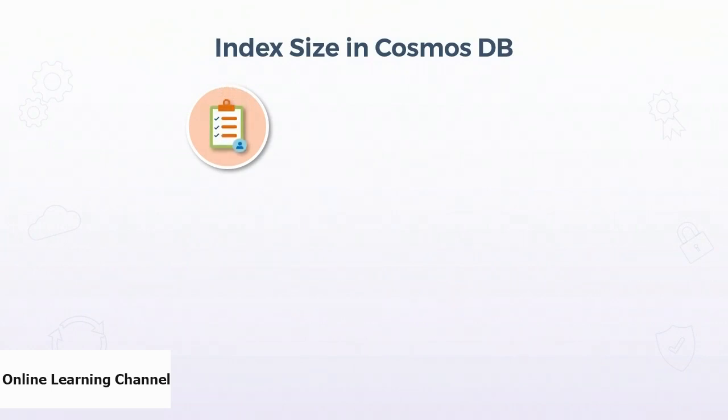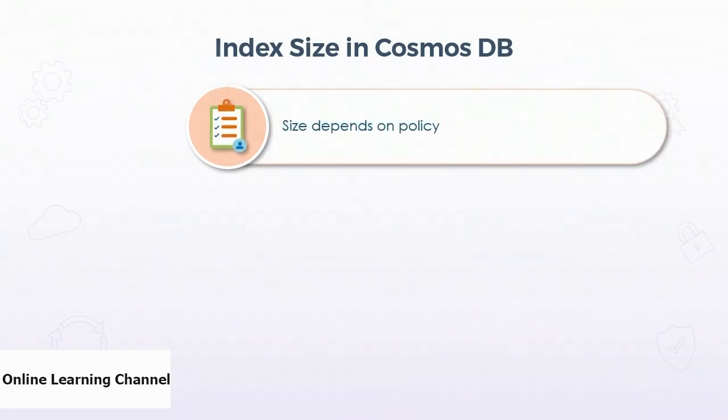Index sizes in Cosmos DB. The index size depends on the indexing policy. If all properties are indexed, the index is going to grow larger than the actual data size itself. So that's something to be wary of.